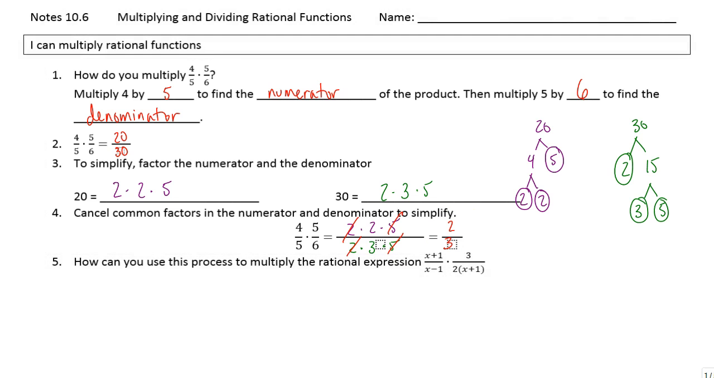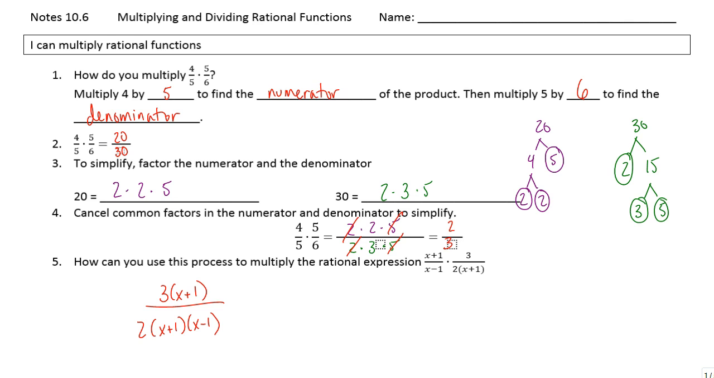Well, what if we had a rational expression like this one, where we have x plus 1 over x minus 1 times a fraction 3 over 2 times x plus 1. Well, one way we could simplify this is we would do the first step that we did up above, multiply the numerators together, and multiply the denominators together. Now, when we do that, it really doesn't matter what order we have these factors in. All that matters is that we have them all listed.